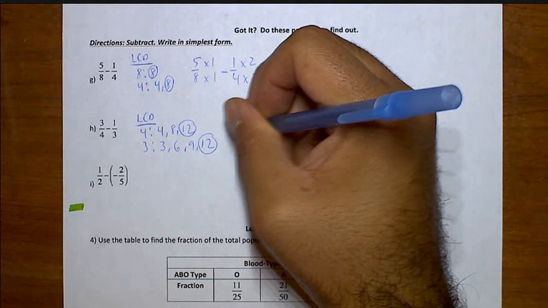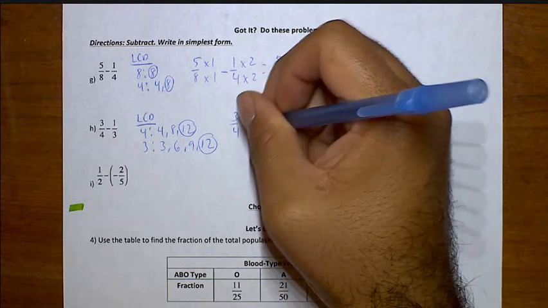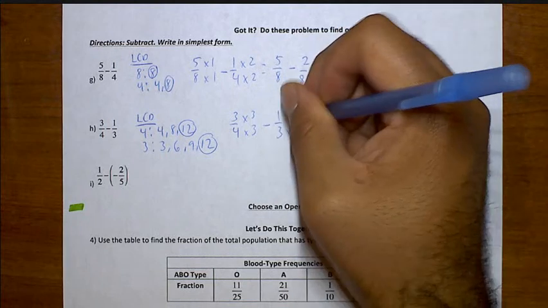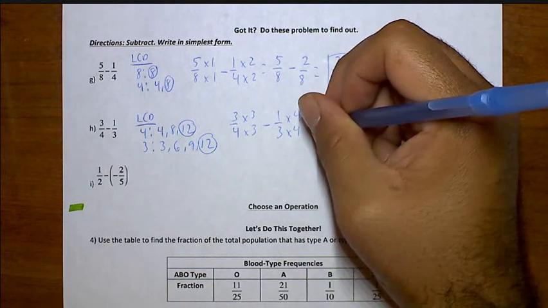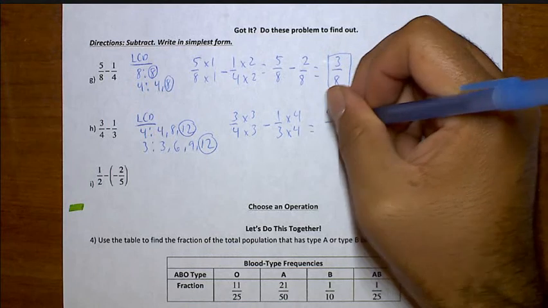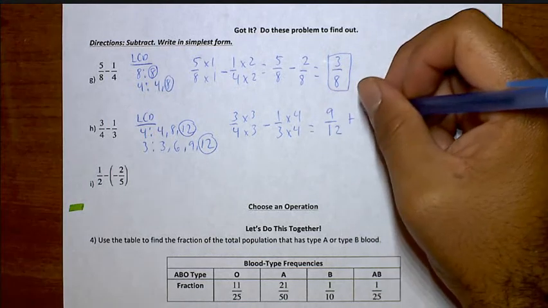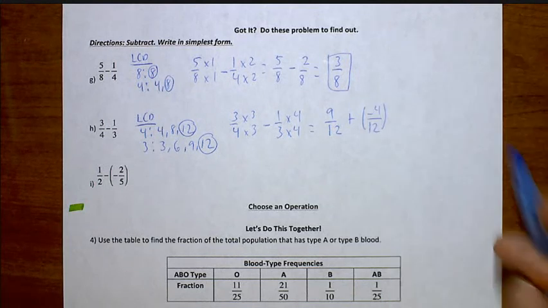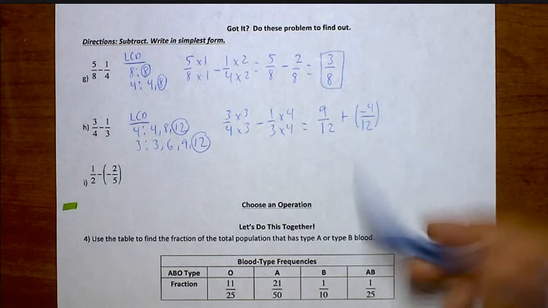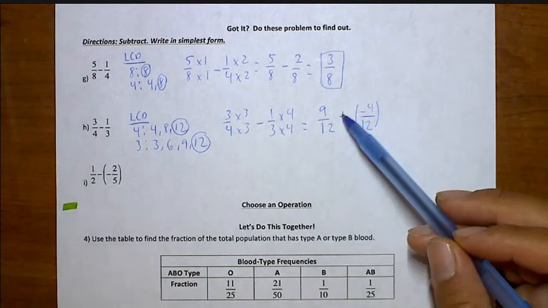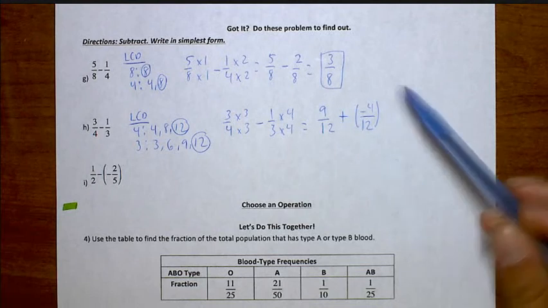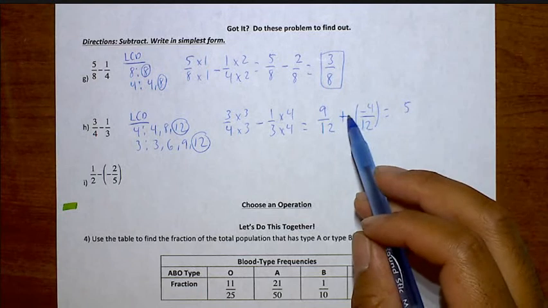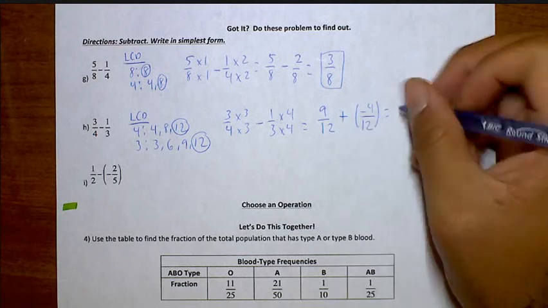And letter I. 1/2 minus negative 2/5. Different denominators. Let's find the LCD. So, common multiples of 2 include 2, 4, 6, 8, and 10. Common multiples of 5 include 5 and 10. My LCD is in fact 10. Now let's rewrite the fractions. 1/2 times 5 over 5 minus negative 2/5 times 2 over 2.